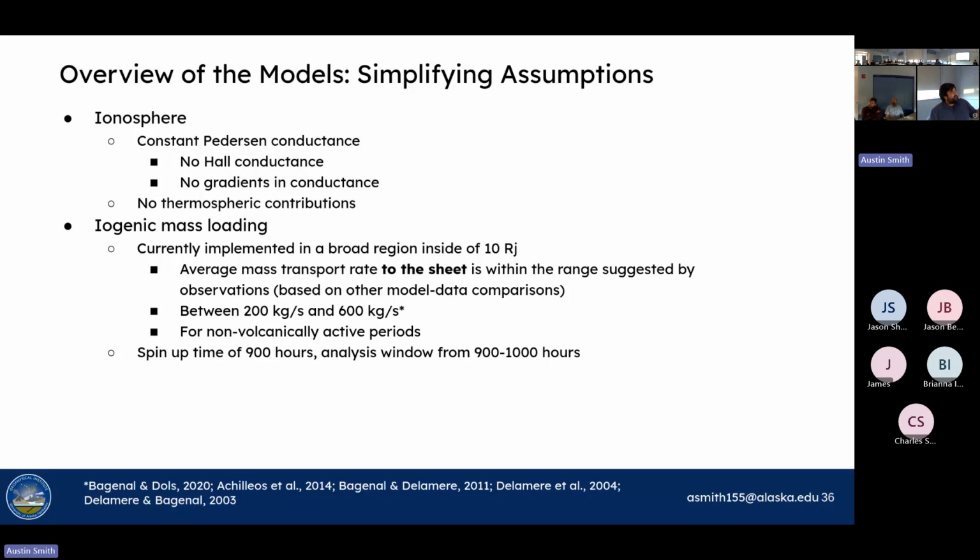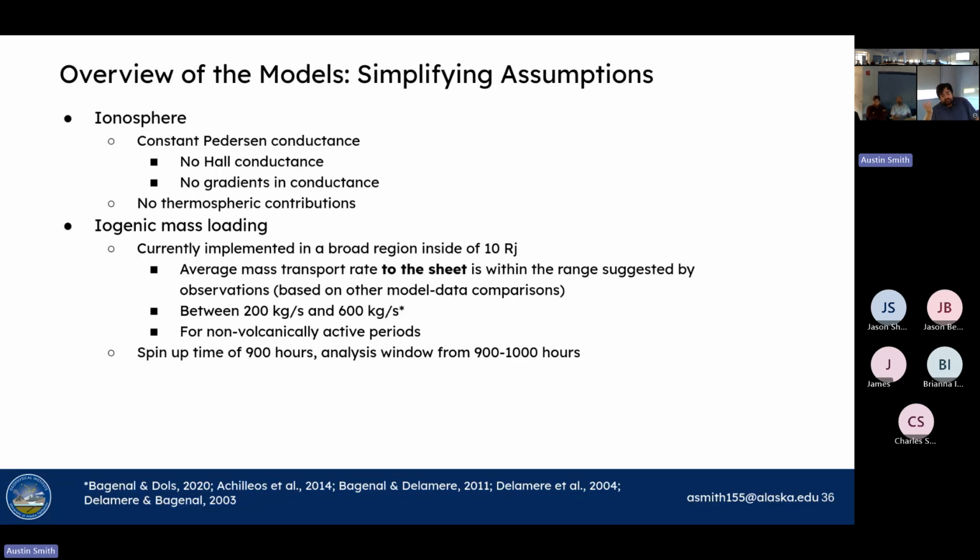For the Iogenic mass loading, this is currently implemented in a broad region inside of 10 RJ, where we're not really looking, and it's implemented in such a way that the average mass transport rate to the current sheet, the magnetodisk, is within the range suggested by observations, between 200 and 600 kilograms per second. And this is for non-volcanically active periods, because if there's a volcano erupting, then there's more material and it changes the mass loading rate quite a bit.